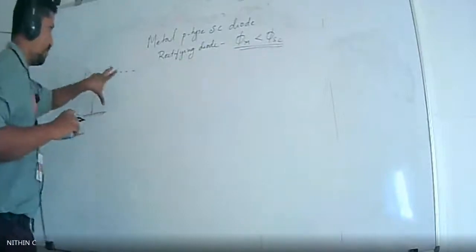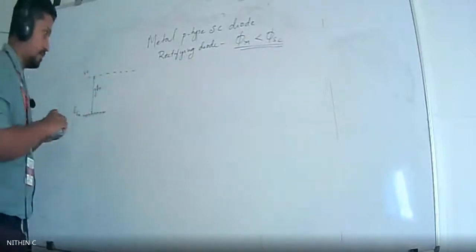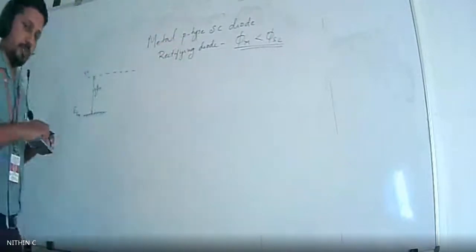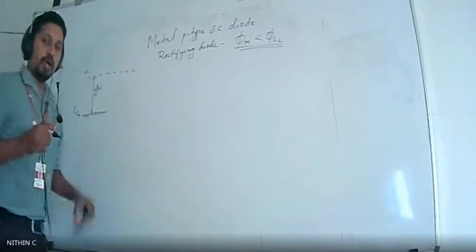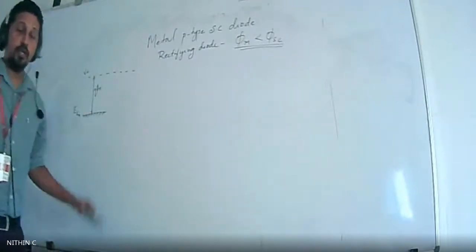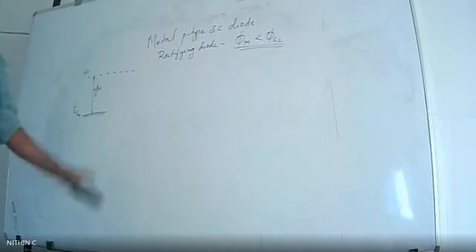That is, phi s has to be greater, right? So at the same time, this has to be a p-type semiconductor. What is the specialty of a p-type semiconductor? We'll be having the Fermi level closer to the valence band. So that should be the way in which we draw the energy band diagram.